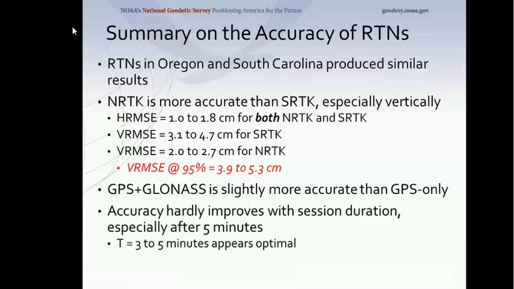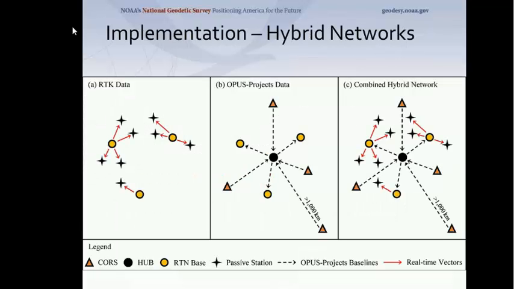Okay, next. Okay, so implementation. The next step is we wanted to take the results and start thinking about how we can combine RTK data in a geodetic survey. And so this is the idea we put forward. It's what we're calling a hybrid network, hybrid meaning because it involves both RTK data and static data.